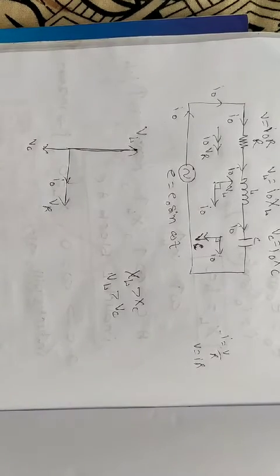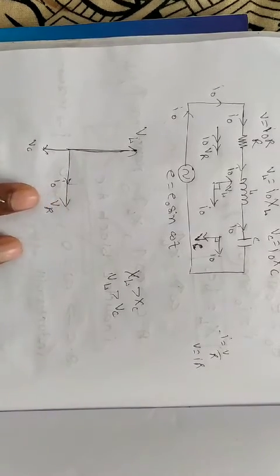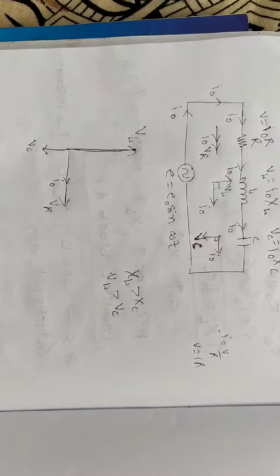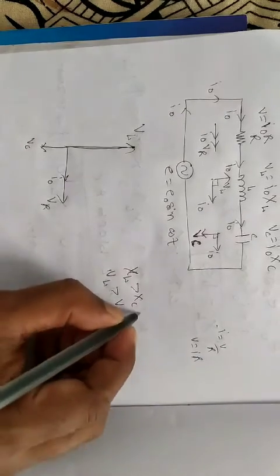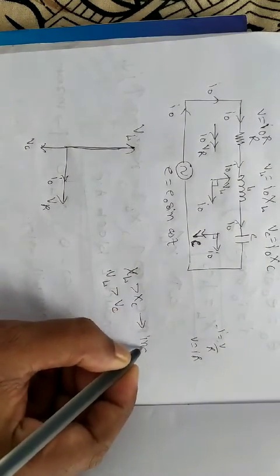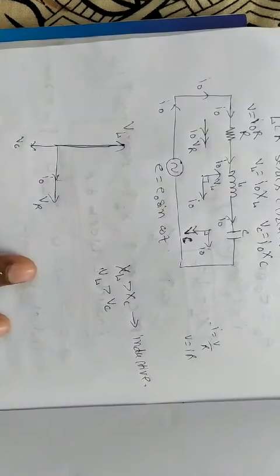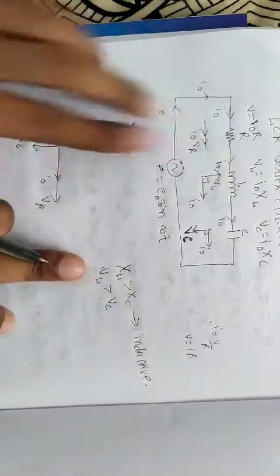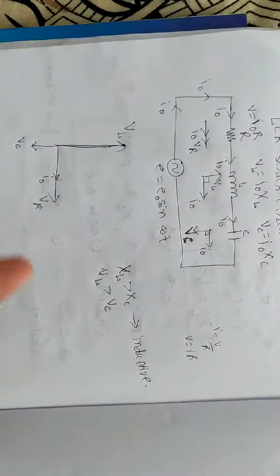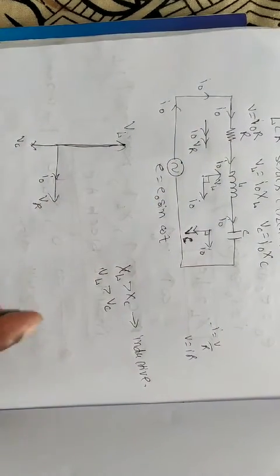So we are considering a situation when XL is more than XC. When XL is more than XC, this is known as an inductive circuit, because as XL is more, that means VL will be more. That's why the inductive property is more. That's why it is known as an inductive circuit.